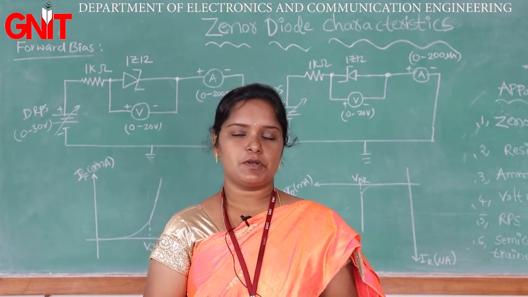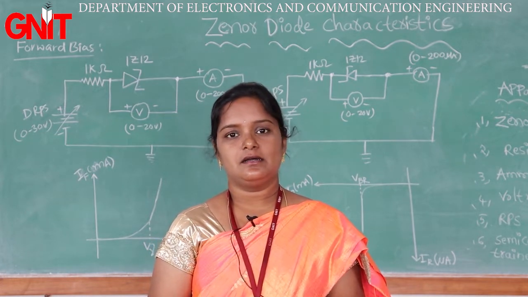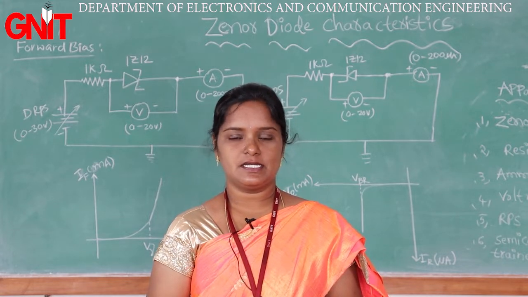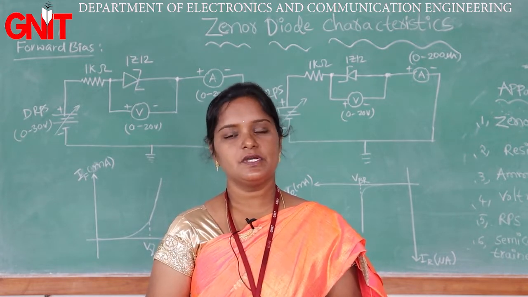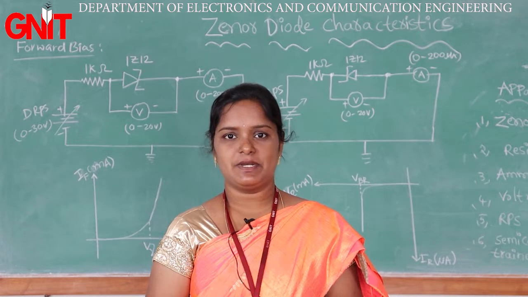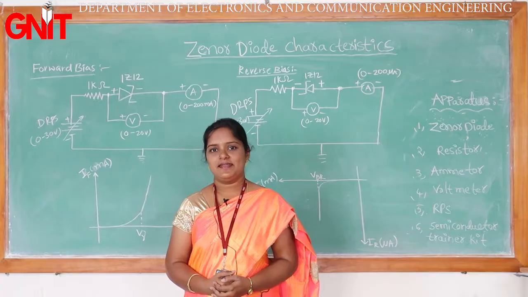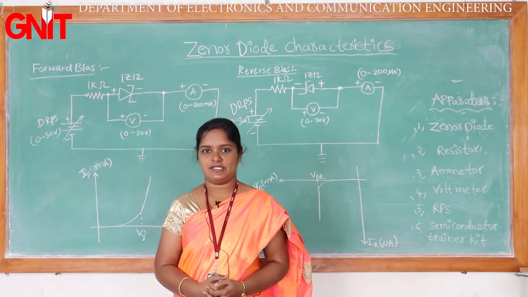So in this experiment, let us see the components required and the characteristics under forward bias and reverse bias, and we will observe at which voltage we are getting this breakdown. So let us proceed with the connections now. Now let us see the circuit diagram connections.